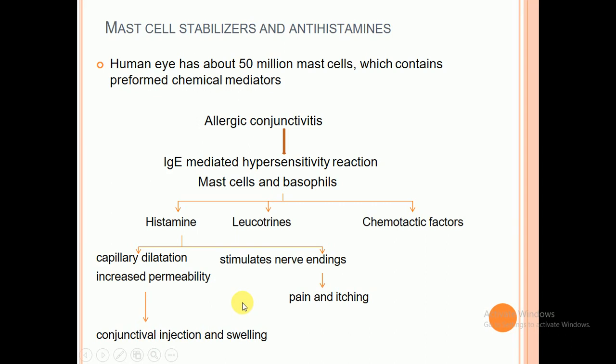So in simple words, let's suppose during an allergic reaction, an antigen and antibody reaction occurs, and these histamines are the chemicals which must be released during the hypersensitivity reaction. So whenever these histamines are released by the basophils and mast cells, which are present especially in your lungs.